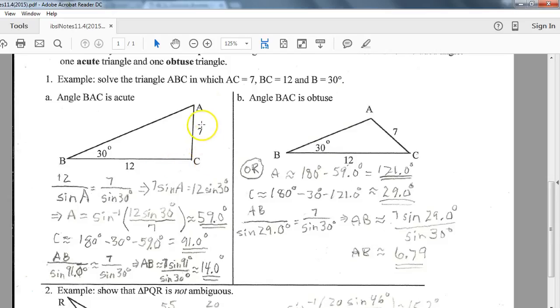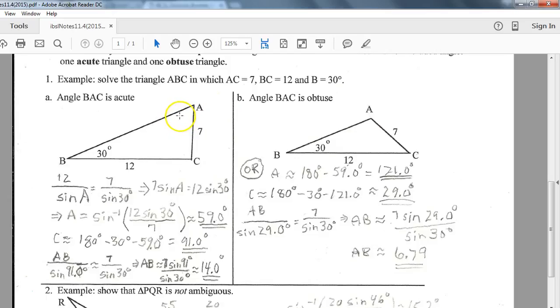So let's consider the other case. What if my value of AC, 7, was drawn here instead, and that's the picture that you're seeing on this one? Let's see if those numbers make sense. One thing right off the bat is when you're doing this ambiguous case, the angle that is pivoting here, this angle A, whether it's acute or obtuse, for both cases they have to add to 180.